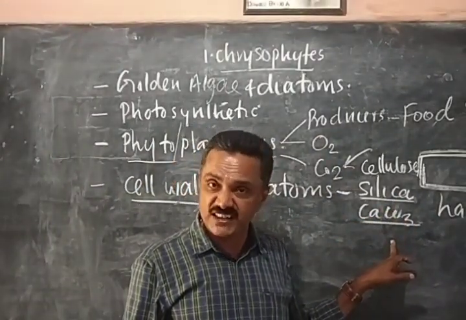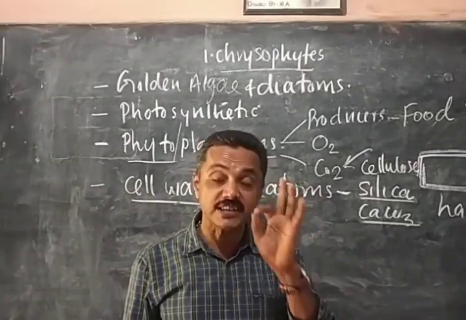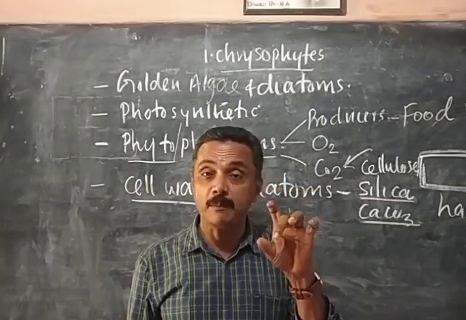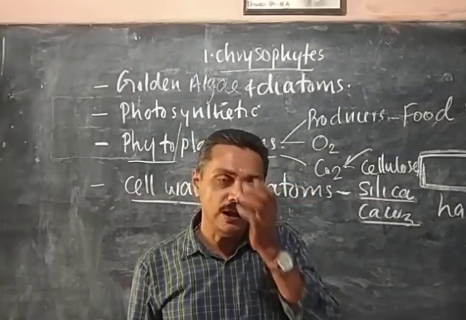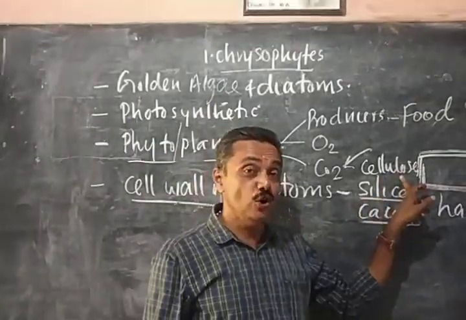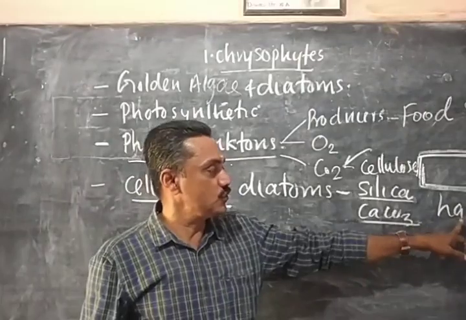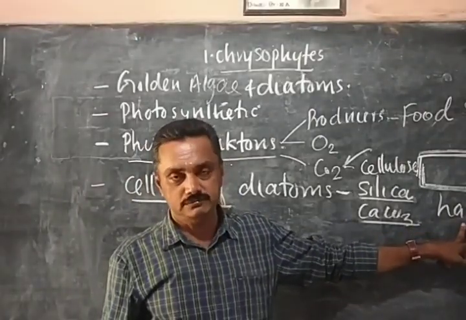You know, the shell of mollusca is made up of calcium carbonate, white in color. Similarly, the cell wall of diatoms is made up of cellulose. It is deposited with silica and calcium carbonate. So it is very hard in appearance.